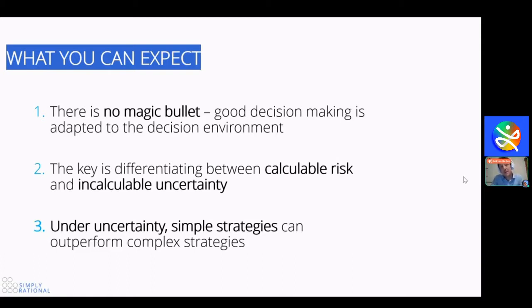Now, we all have this kind of knee-jerk reflex that if we are faced with complexity and something that we don't understand, that we want to react with complexity. But this is actually not the case.